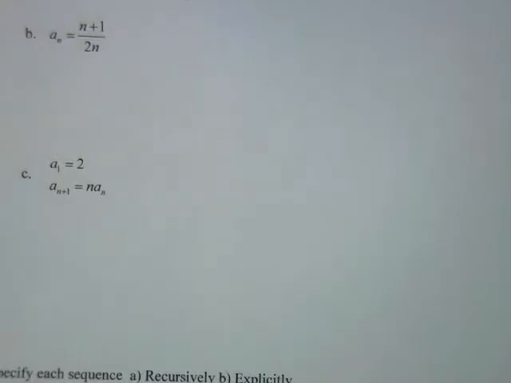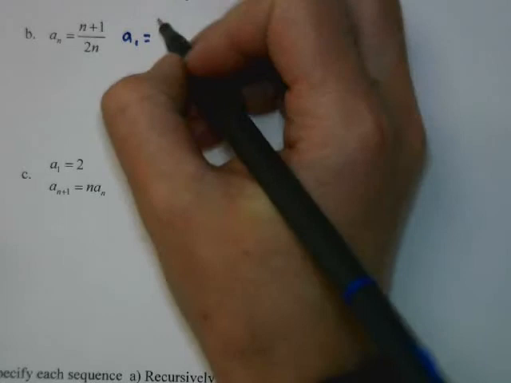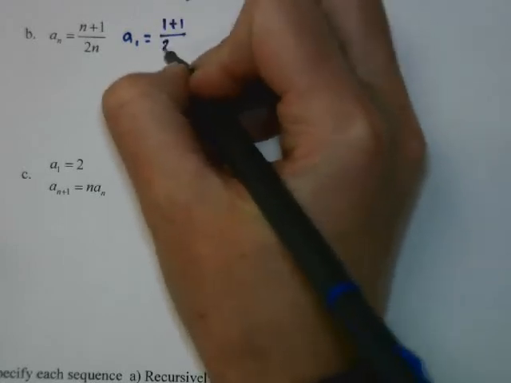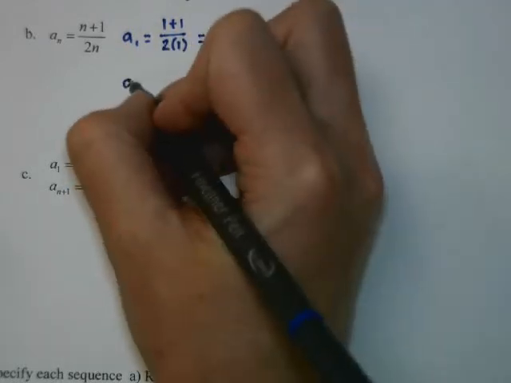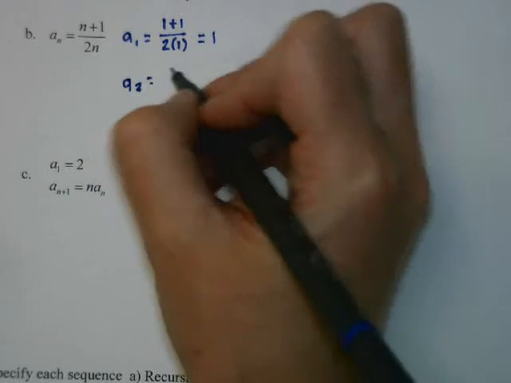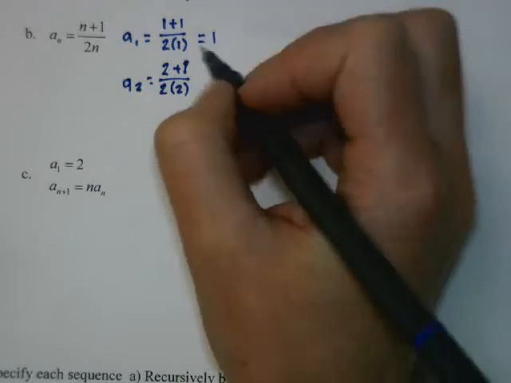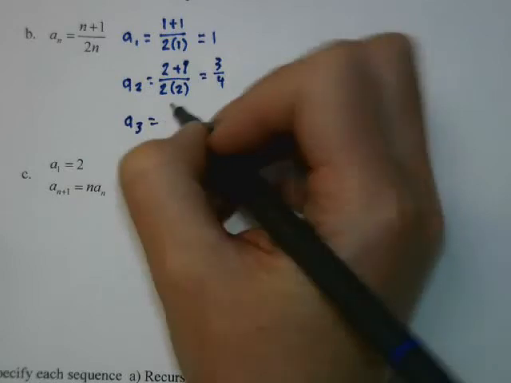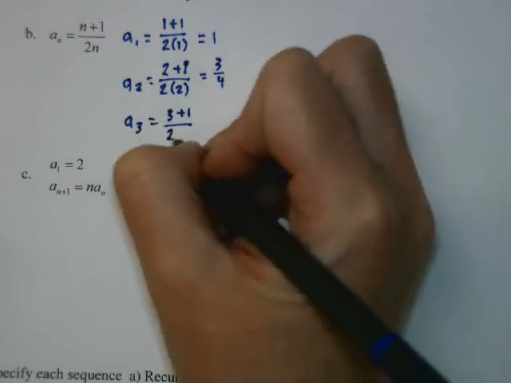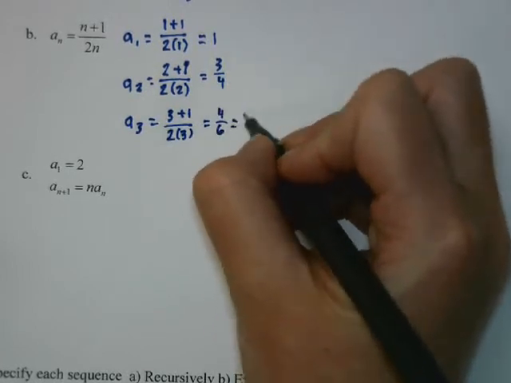This next one is going to be explicit because it's in terms of n. So we'll plug in, if I want A1, I'm going to plug in 1. So 1 plus 1 over 2 times 1, which will be 2 over 2, which is 1. A2 is going to be 2 plus 1 over 2 times 2, which will be 3/4. A3 will be 3 plus 1 over 2 times 3, which will be 4 over 6, or 2/3.